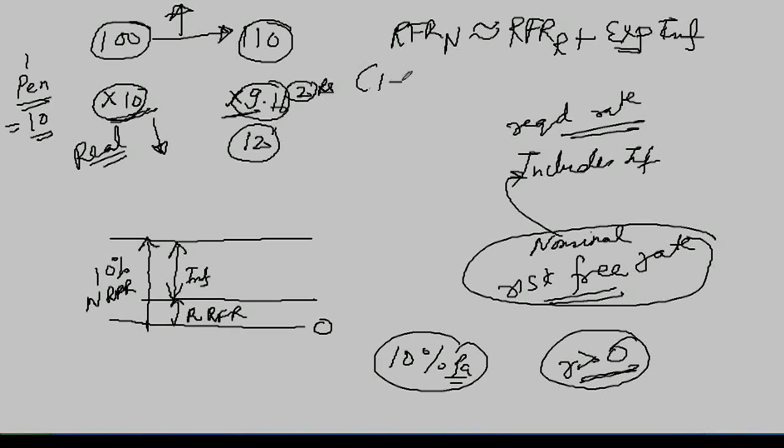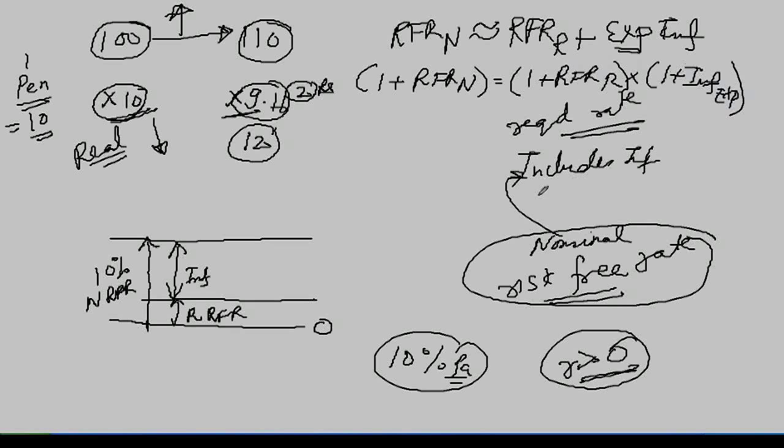Okay. So this is the approximate formula. The actual formula is this: 1 plus the nominal risk-free rate will be equal to 1 plus the real risk-free rate, multiplied by 1 plus the expected inflation. Okay. So this is the formula. So what we have is 0, you have the real risk-free rate, you have inflation, right? So this is how you will be getting the required rate of return.